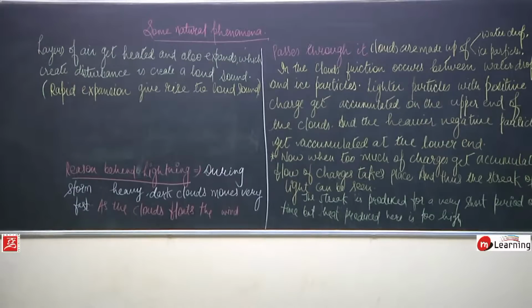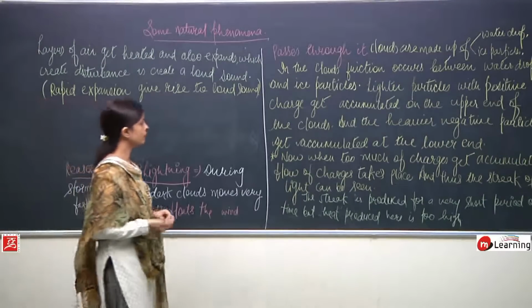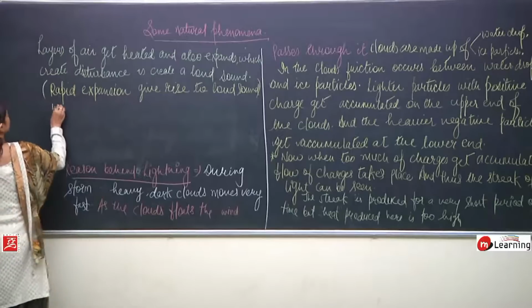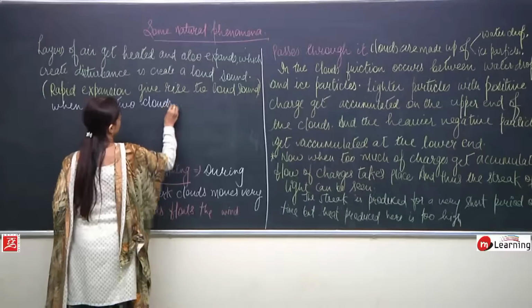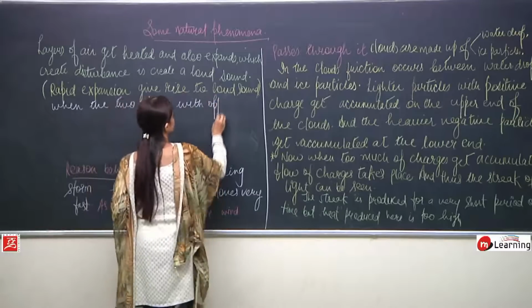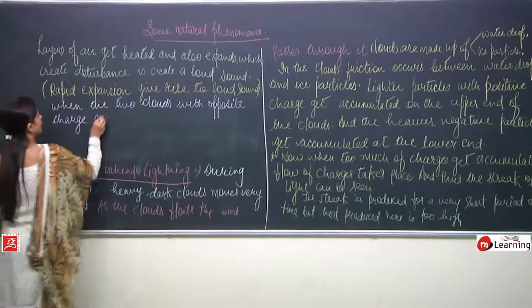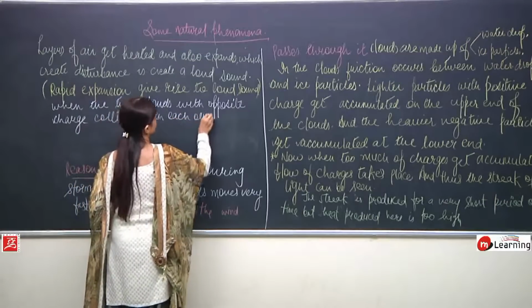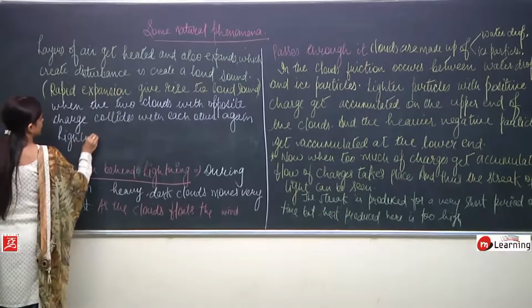What we have discussed is that this lightning can be very, very dangerous. Now what can be the other reason? When two clouds with opposite charge collide with each other, again lightning is produced.